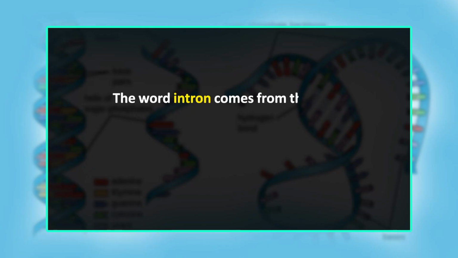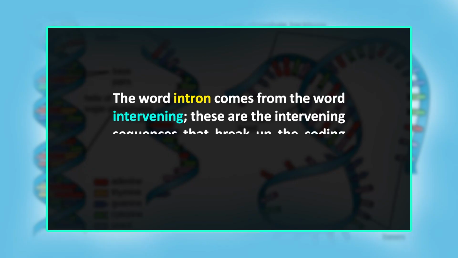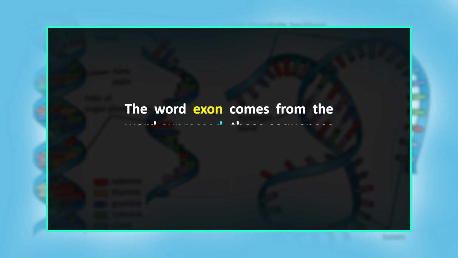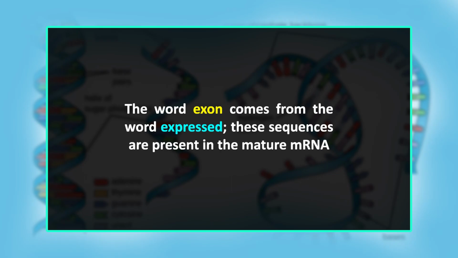The word intron comes from the word intervening. These are the intervening sequences that break up the coding sequence. You can remember that introns are in the way of the coding sequences. The word exon comes from the word expressed. These sequences are present in the mature mRNA.